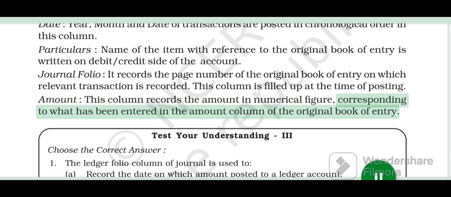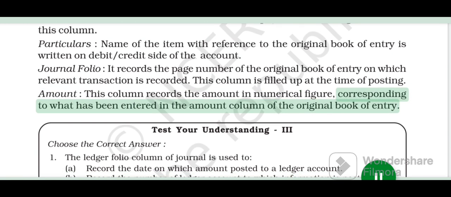Amount. This column records the amount in numerical figures, corresponding to what has been entered in the amount column of the original book of entry.